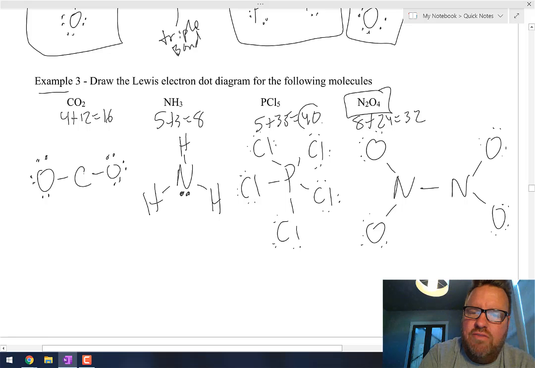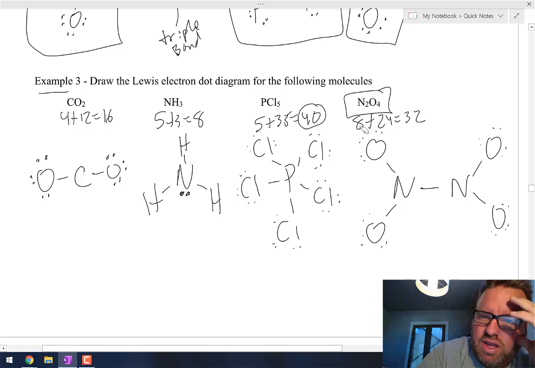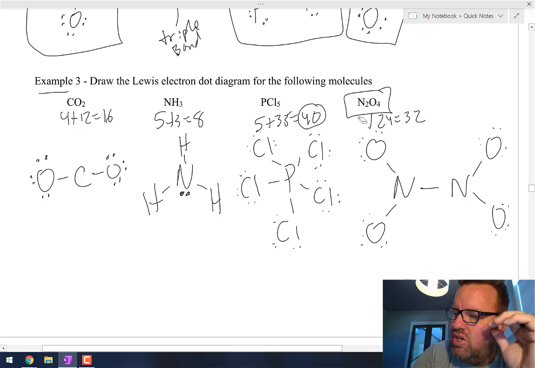PCl5, we had 40 electrons. We've used all 40 of them. We don't have any left over. And on N2O4, I feel like I did that wrong, didn't I? Yeah, I did. Hopefully you caught that. Nitrogen, that's what I get for going fast. Nitrogen has 5 and there's 2 of them, so that's 10.